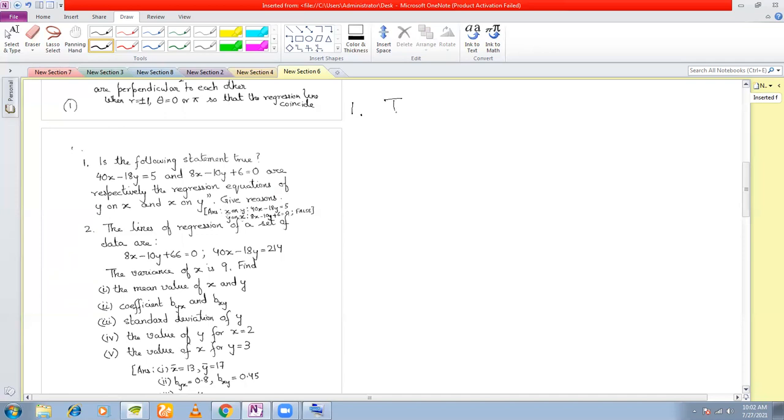So let's write the given equations. The given equations are 40x minus 18y is equal to 5, call this 1, and 8x minus 10y plus 6 is equal to 0, call this 2.